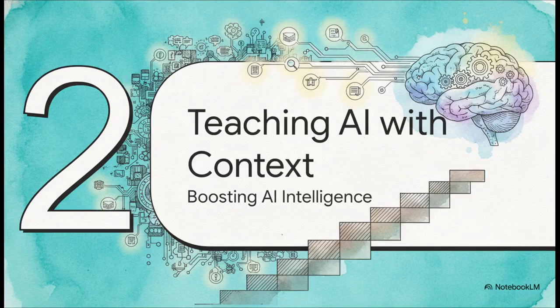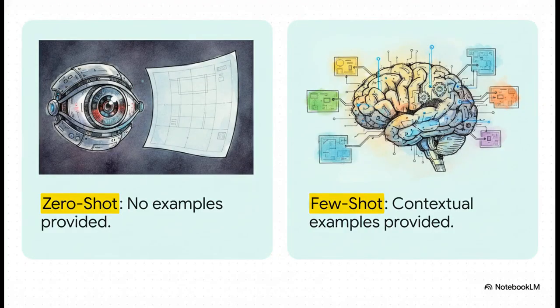Moving right along to level 2 of our maturity model, section 2, teaching AI with context, boosting intelligence without retraining. Now, what's really interesting about this slide is the contrast here. Most beginners use what's called zero-shot learning, basically asking a question with absolutely no demonstration examples. But few-shot learning, that completely changes the game.